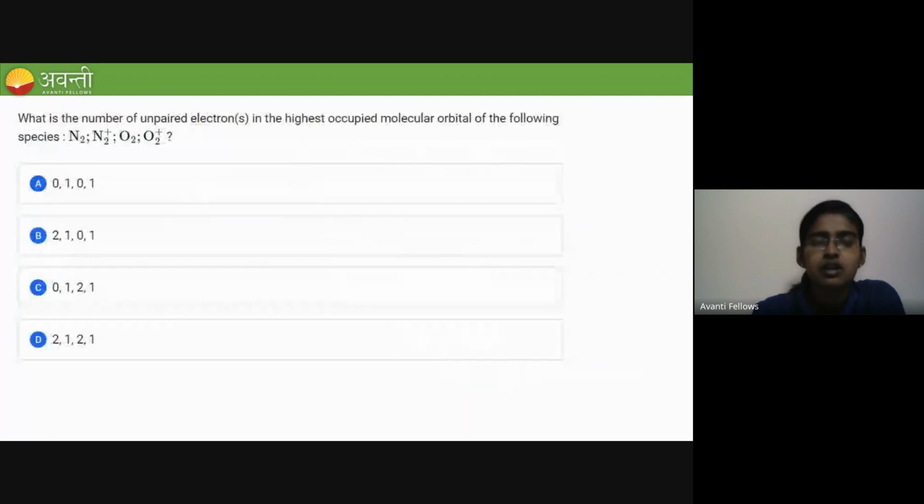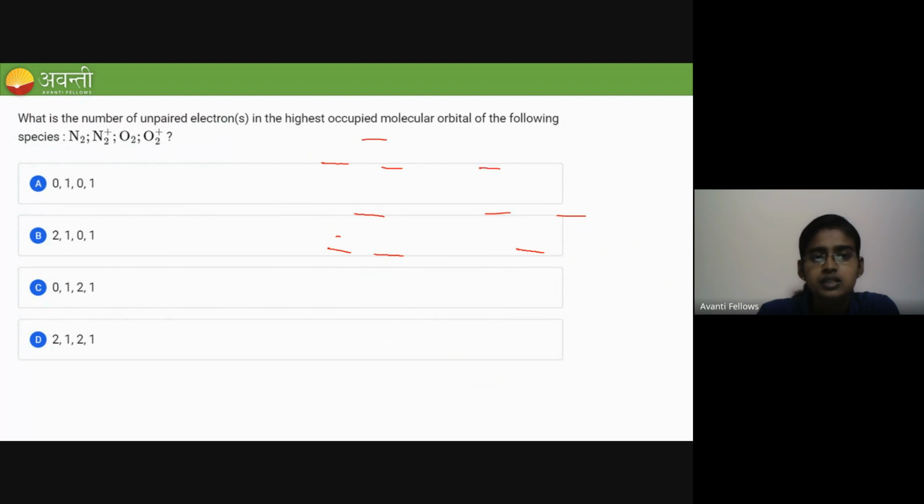Now, what is the number of unpaired electrons in the highest occupied molecular orbital of the species N2, N2 plus, O2, O2 plus? So N2 follows this order, but O2 follows this order. This is bonding and this is anti-bonding. If energy is increasing like this, N2 will have 1, 2, 3, 4, 5, 6 electrons, and O2 will have 1, 2, 3, 4, 5, 6, 7, and 8. So this is N2 and this is O2.